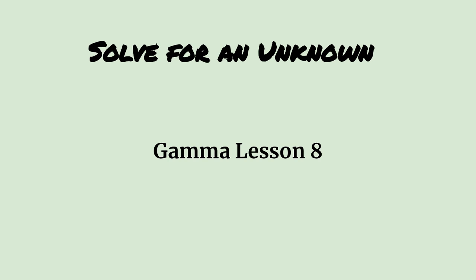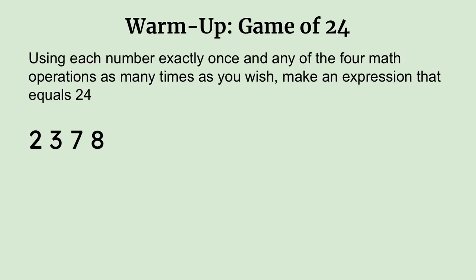So, solving for an unknown, lesson 8. Pause the video if you'd like to do this. There's a few different solutions here, but one that can work would be 7 plus 8 minus 3, which is 12, times 2.